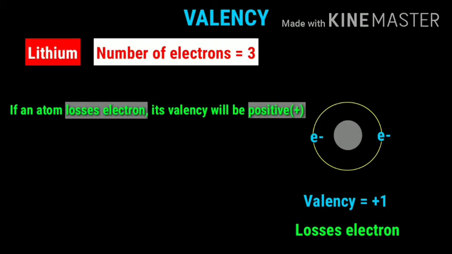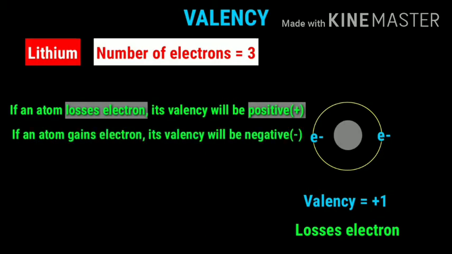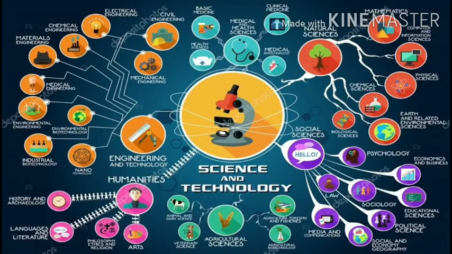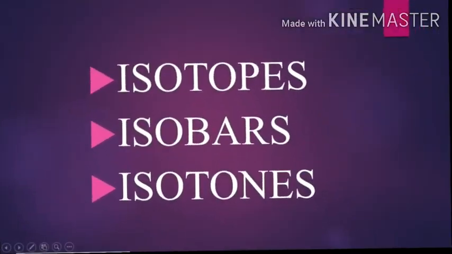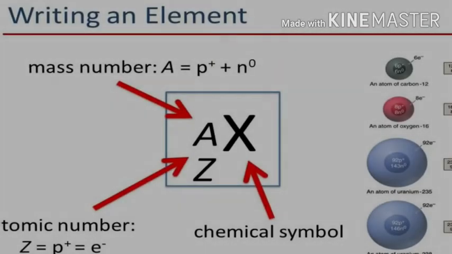And the valency of chlorine is what? The number of valence electrons is 7. 8 minus 7 equals 1. Understood or not? So, the next topic we'll study here is isobars, isotopes and isotones.